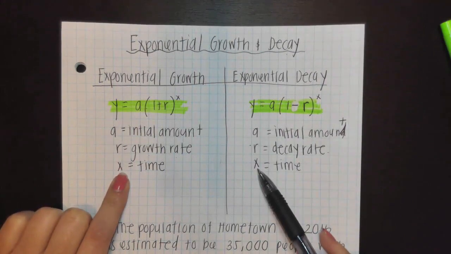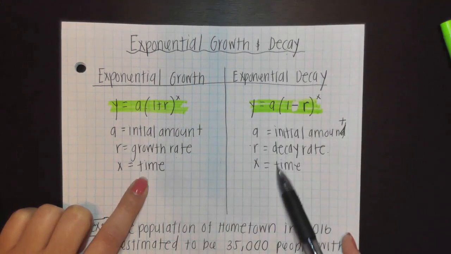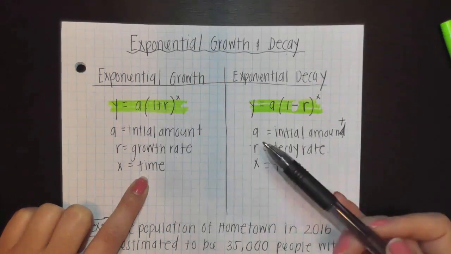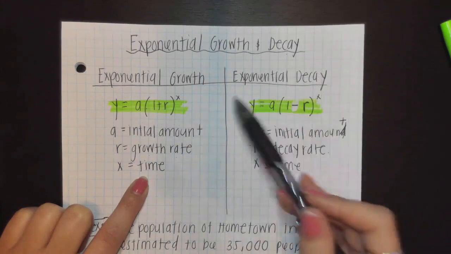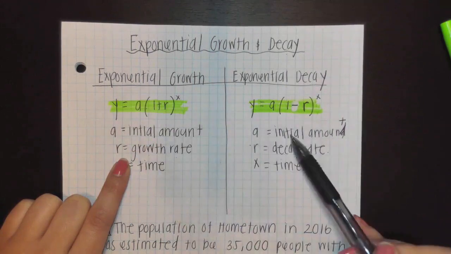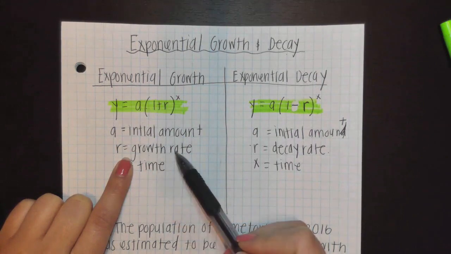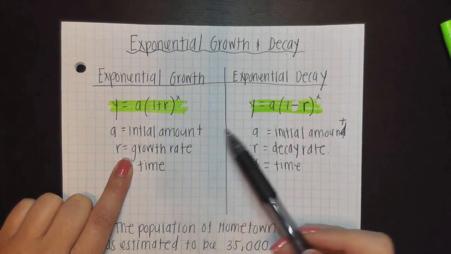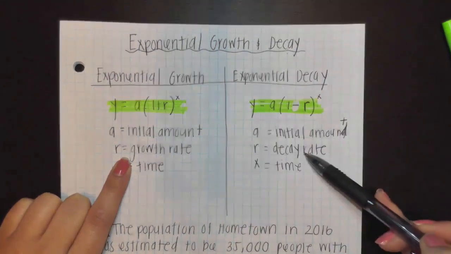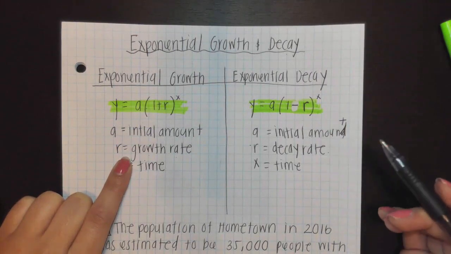Let's jump down to x. X here, the exponent, that is always going to represent time, the amount of time it takes in the question that is being given to you. So any variable that you have that represents time, you're going to substitute it in there. And then r is what's going to change whether you have a growth or decay problem. So r in an exponential growth is obviously going to represent the growth rate. Usually it's given to you as a percentage. And r in the decay problems will represent the decay rate. Again, these will be percentages, and then your job will be to convert those into decimals.